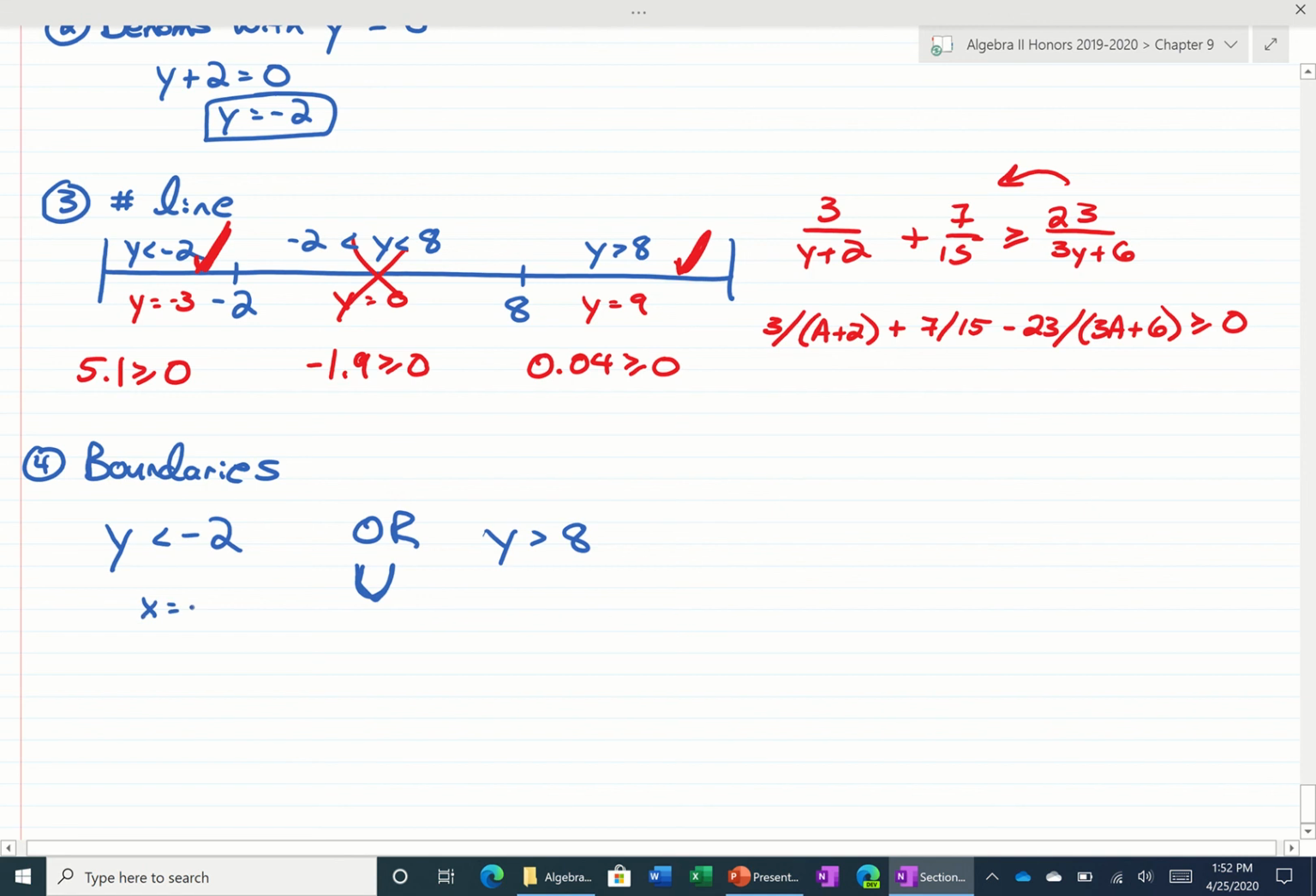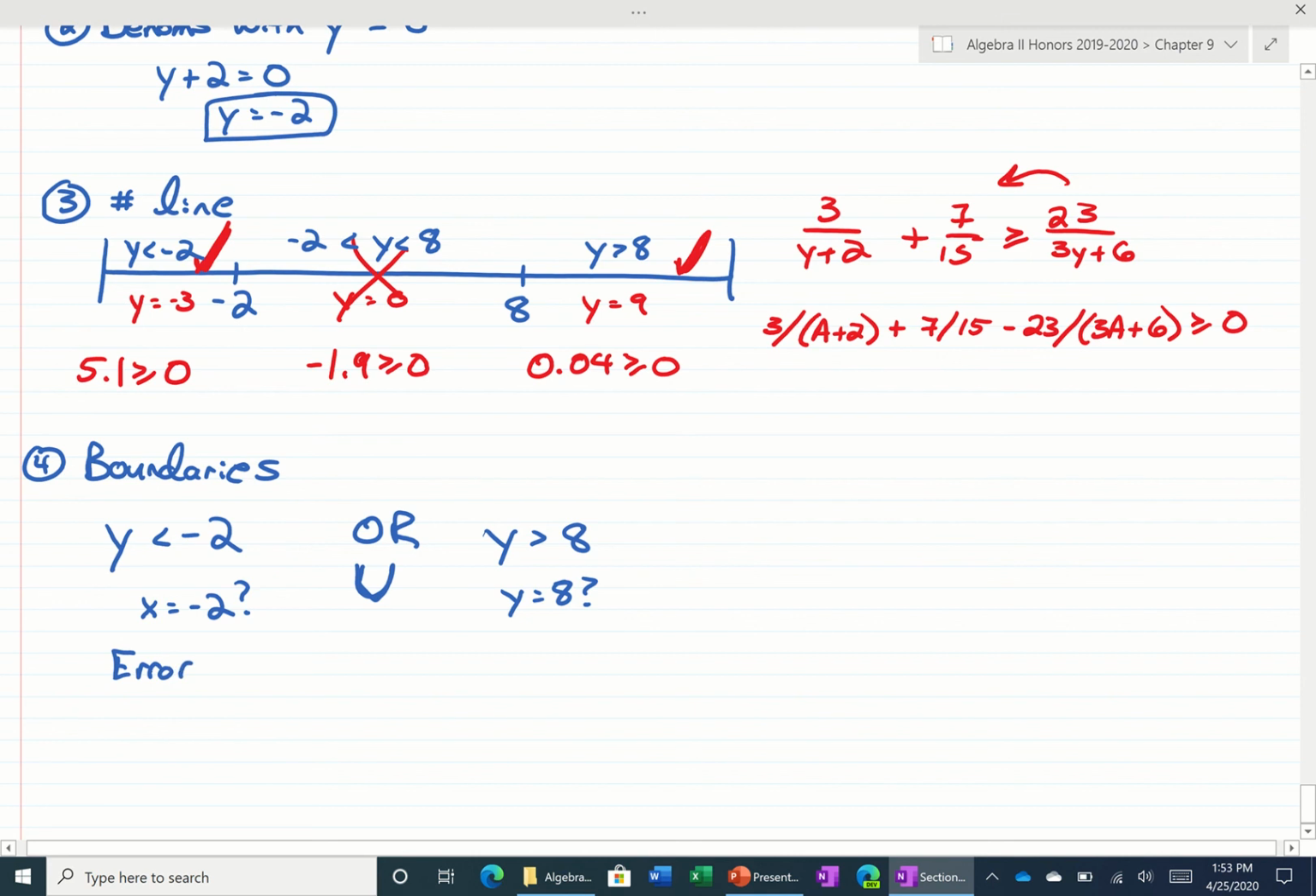So what about -2? What happens if we use -2? And what about 8? So I'm going to store -2. And my calculator is telling me that there's an error. So it can't equal -2. That makes a denominator equal to 0.